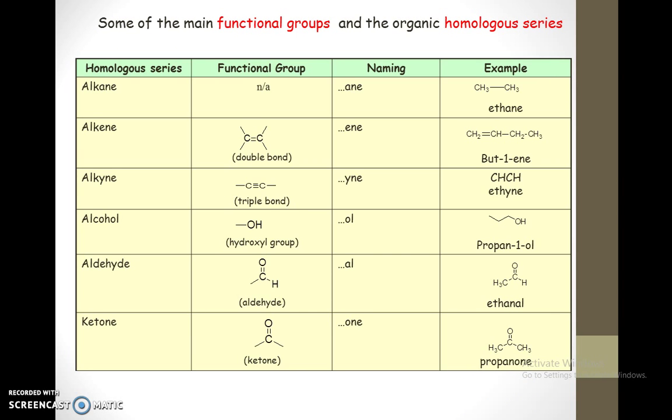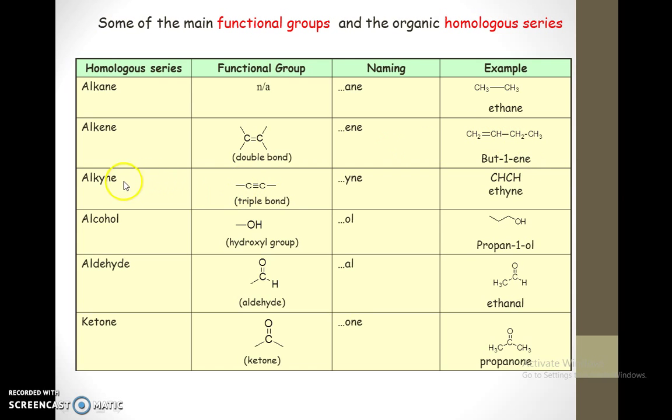Alright, so these are some of the main functional groups that you need to know, and also the organic homologous series. So alkane, actually there's no functional group for alkane. Just put ane, for example, ethane. Alkene, the functional group is a double bond, for example, but-1-ene. The 1 here refers to the position, the functional group at the first carbon.